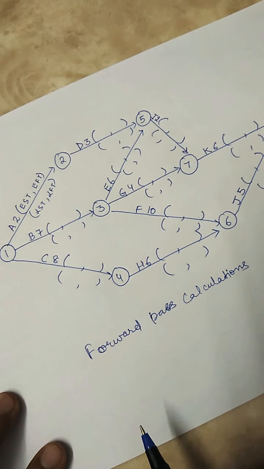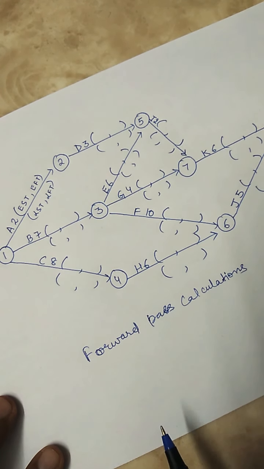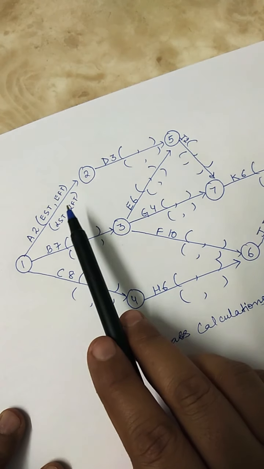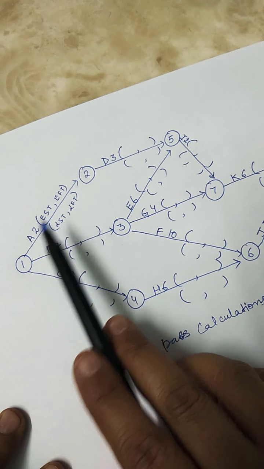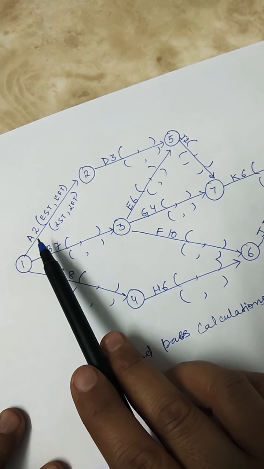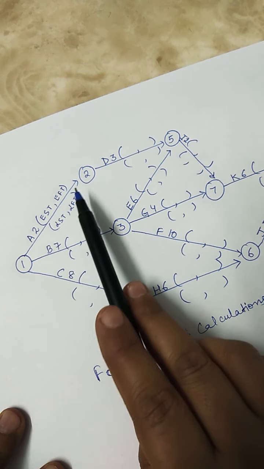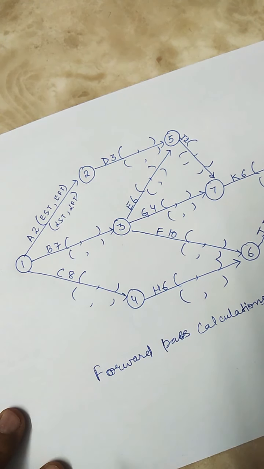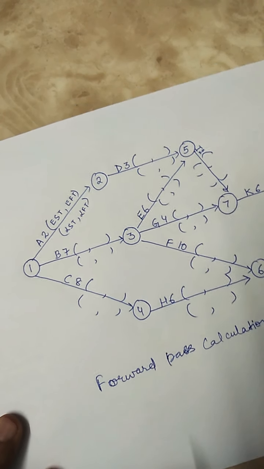Now what is meant by earliest start time? This is the earliest time at which an activity can be started, while earliest finish time is the earliest time at which an activity is completed.